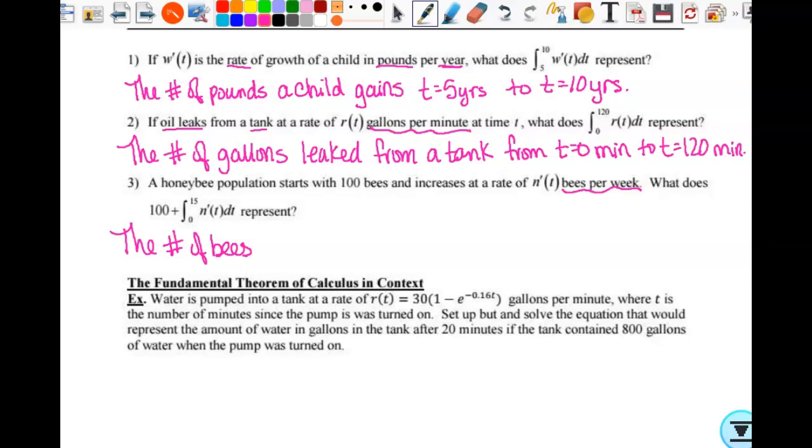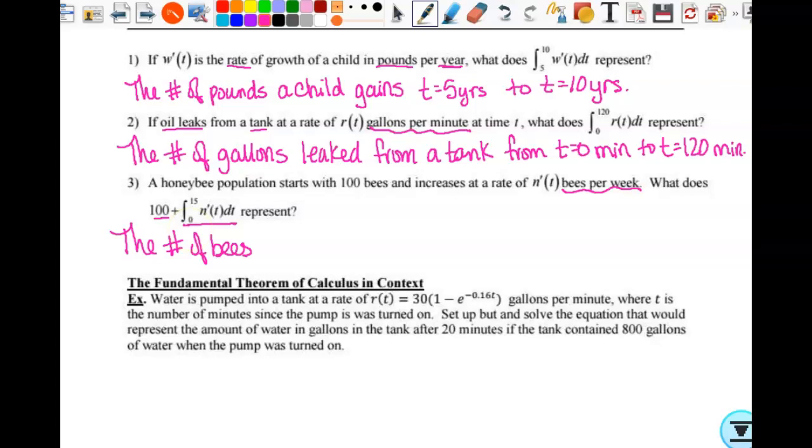What represents the number of bees added to the population? That's this part. That's the accumulation, right? This is how many are added. This is how many we started with. So when we add them together, this is when we get our snapshot, right? Remember the difference between having an accumulation and having a snapshot?